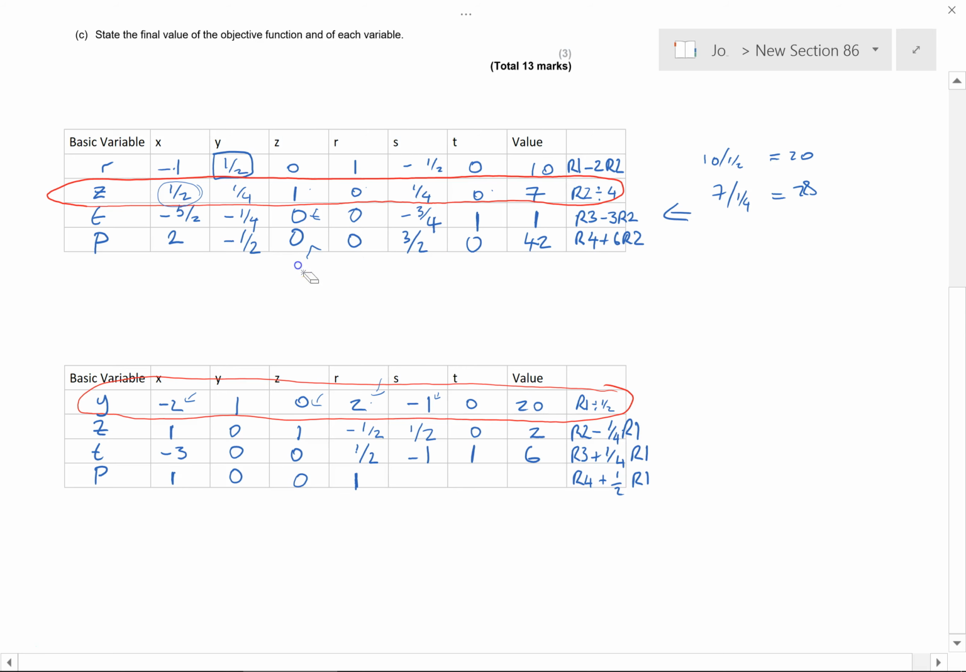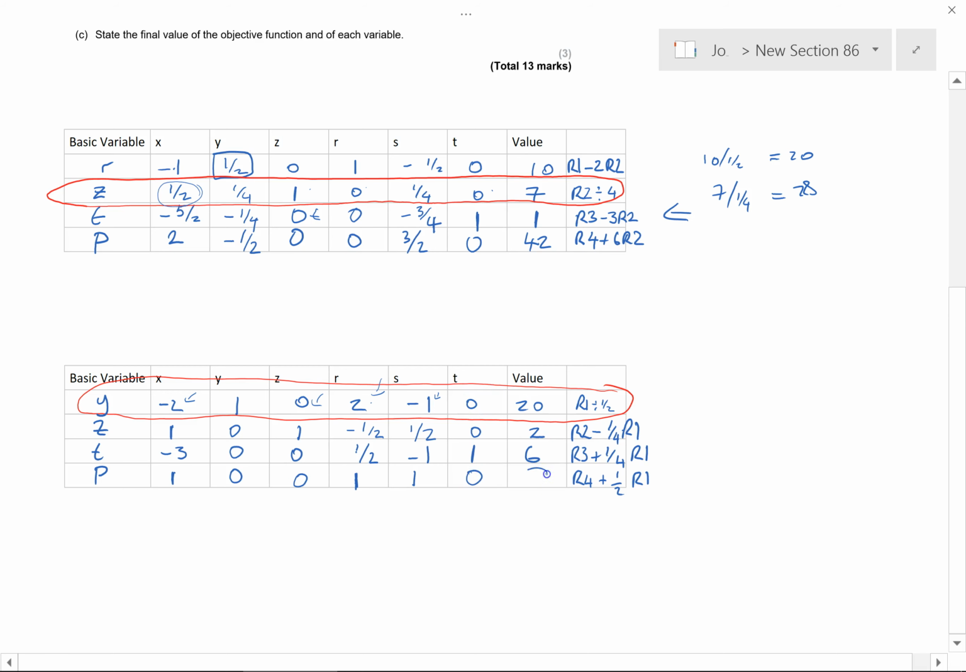And this number here is equal to 3 over 2 plus a half times minus 1. So that's basically 3 over 2 minus a half, so that's equal to 1. Okay, now this number here is equal to the old number 0 plus a half times 1. No, not 1. Here we go again. Half times 0. So that's 0.